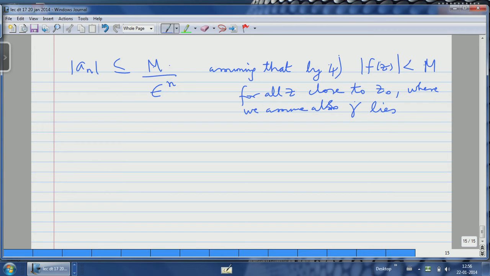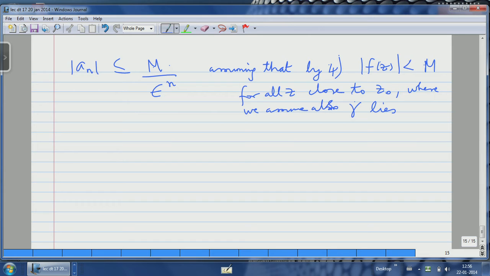Now watch. Epsilon is a small quantity; epsilon can be made as small as I want. I can make epsilon tend to 0. Now, if n is negative, mind you, I am trying to show that the a_n for n negative are 0. I am trying to show that all the negative terms in the Laurent expansion do not exist. So all the negative Laurent coefficients are 0, I am trying to show.